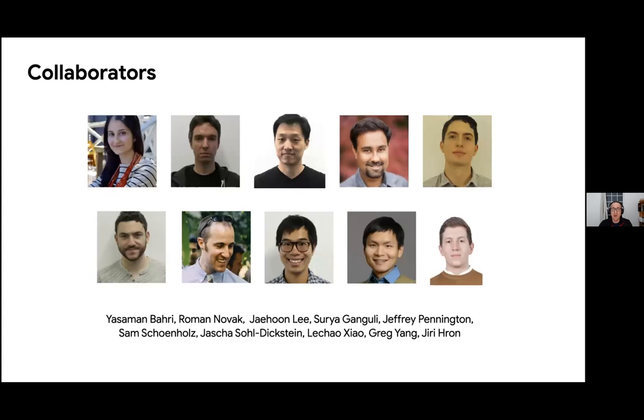So I'm going to talk about a large amount of work done by a large number of people. And just to make sure that I properly give credit, I'd like to start out by calling out the subset of them listed here, each of whom is a primary contributor to more than one of the results that I'll be presenting. Going from left to right, top to bottom, we have Yasaman, Norman, Jaehoon, Surya, Jeffrey, Sam, myself, Lechao, Greg, and Jerry. Or George.